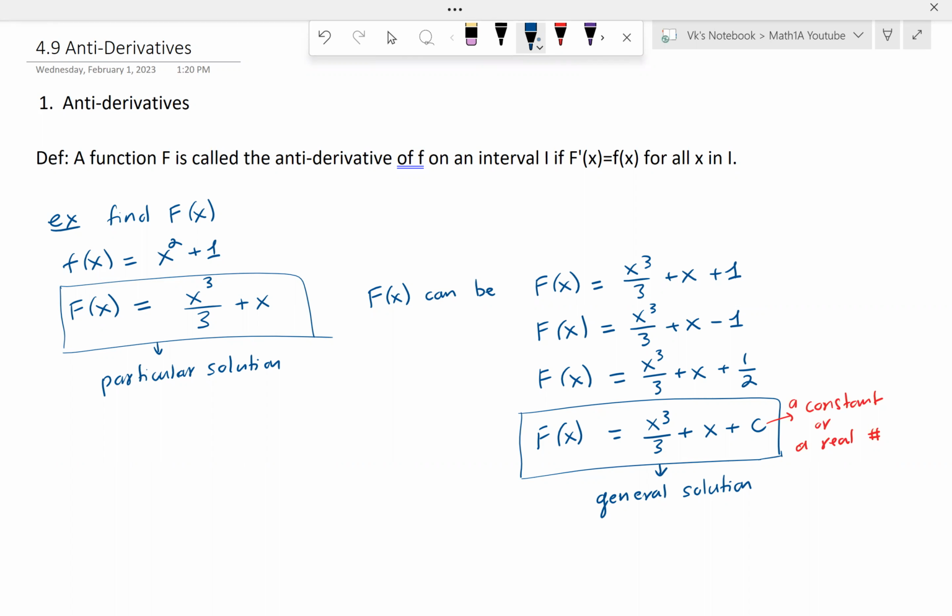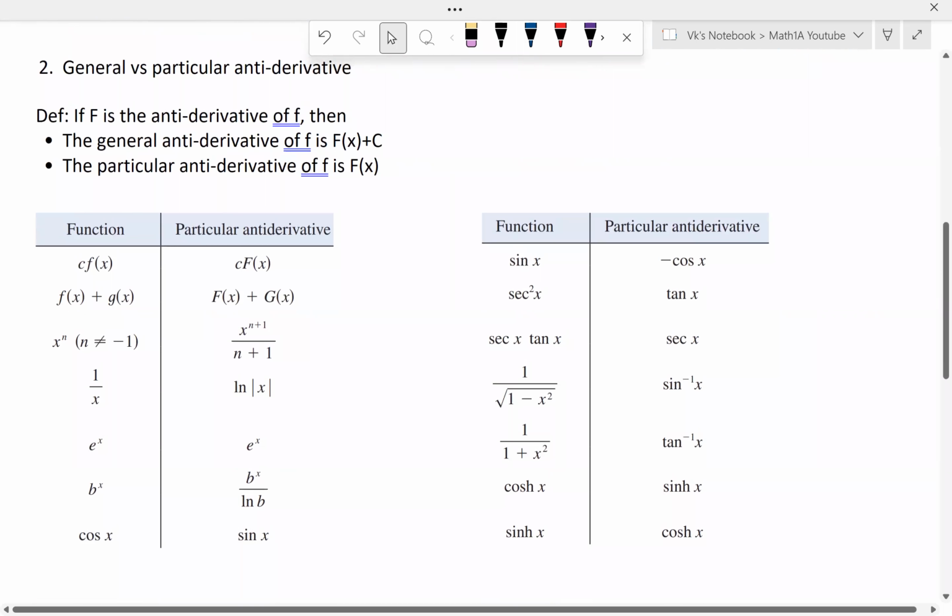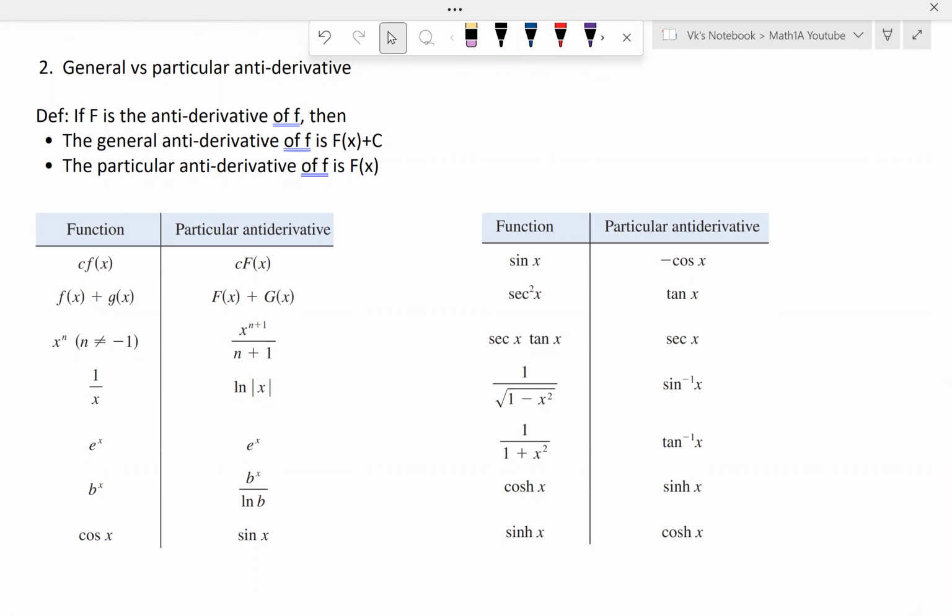Let's take a look at a table of particular antiderivatives. General versus particular antiderivative. Definition: if F is the antiderivative of a function f, then the general antiderivative of f is F of x plus c. The particular antiderivative of f is F of x, and we set c equal to 0. We have a bunch of functions and their particular antiderivatives.